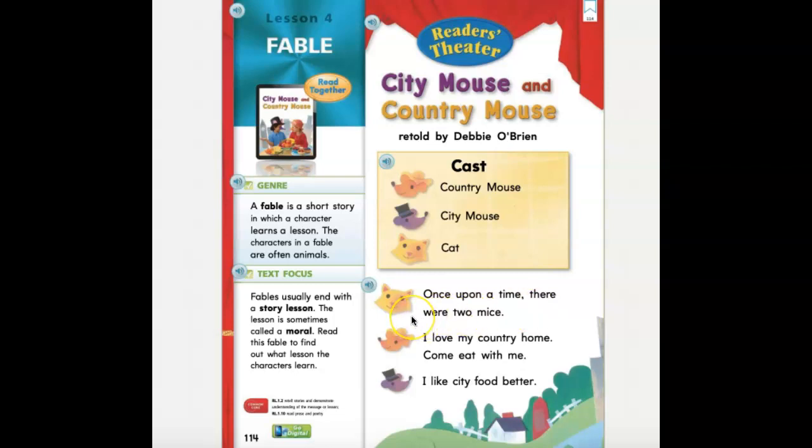So Cat begins first. Once upon a time, there were 2 mice. Now Country Mouse is going to read. I love my country home. Come eat with me. Now City Mouse is going to read. I like city food better.